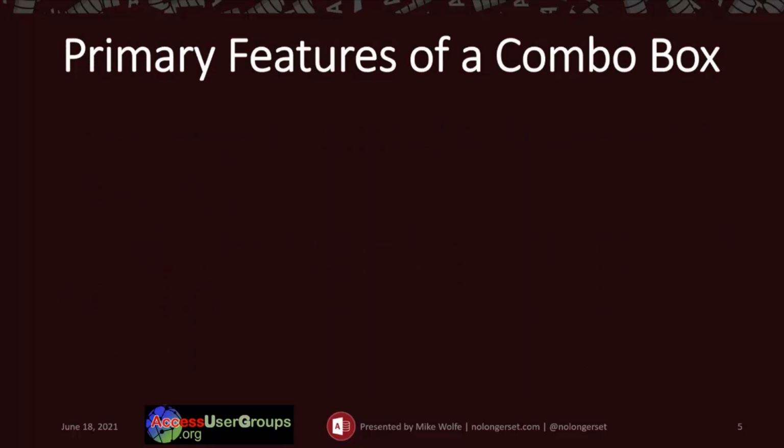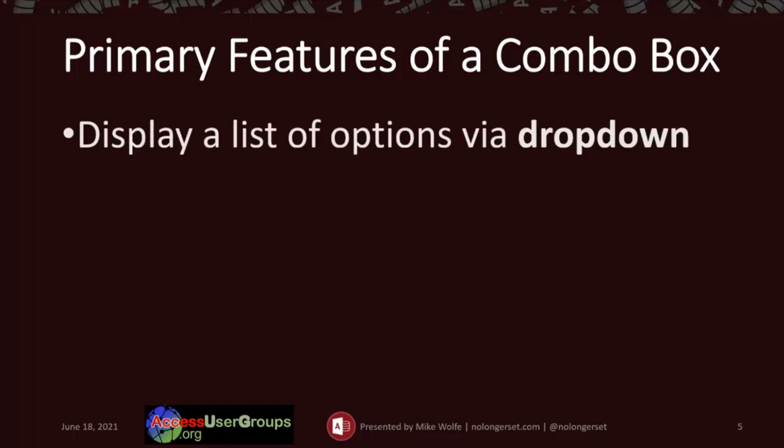Before we get into the advanced techniques, I want to provide a little bit of context to make sure we're all on the same page. I want to go through some of the primary features of the combo box, and this is going to help set the stage as to why some of the techniques I'm going to show later are important. One of the primary things is that you display a list of options via the dropdown, and this dropdown helps new users because it shows them the list of options that are available. It helps them discover the information that's in your application.